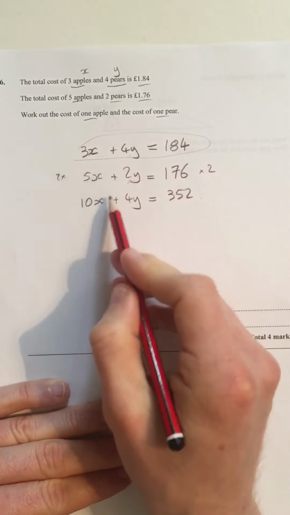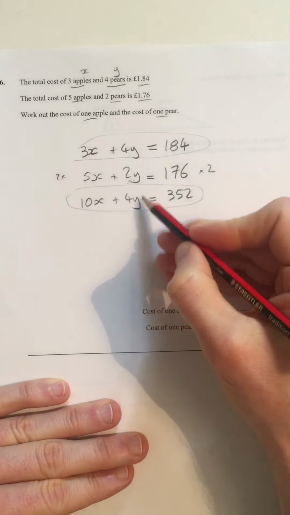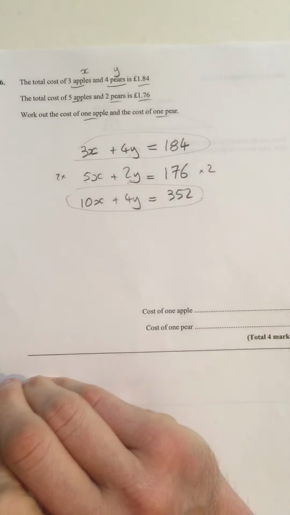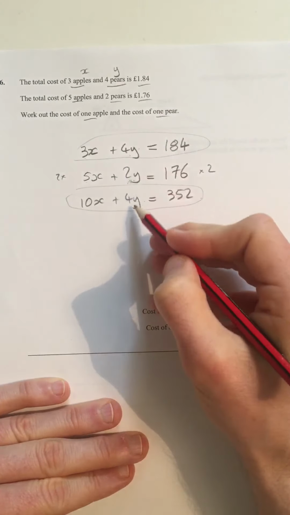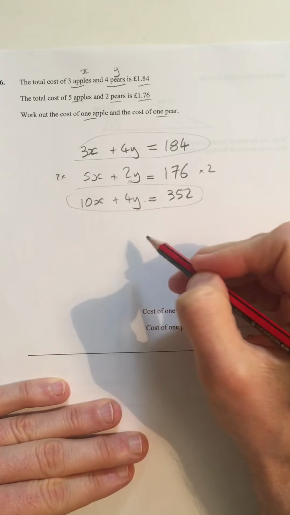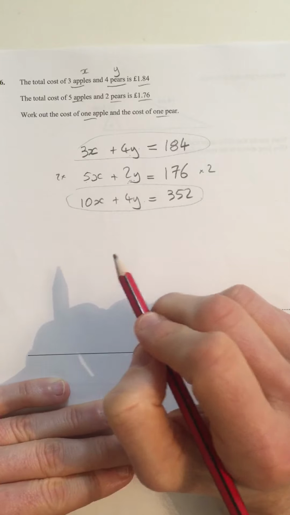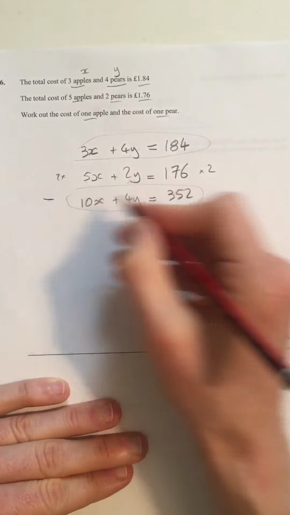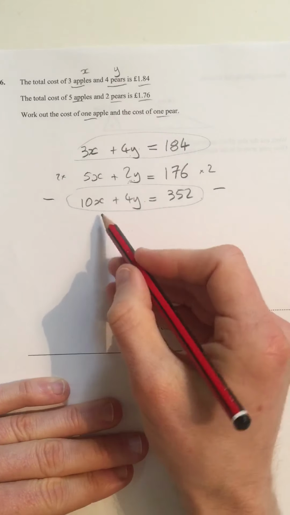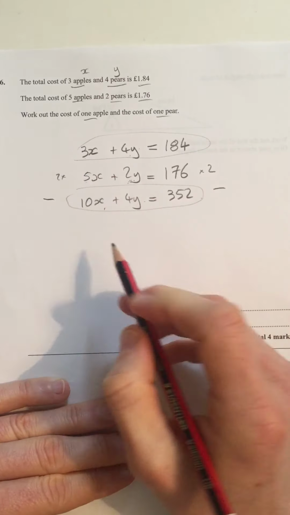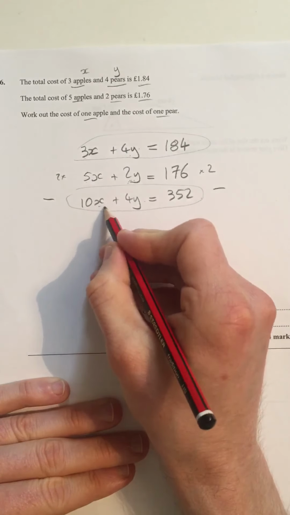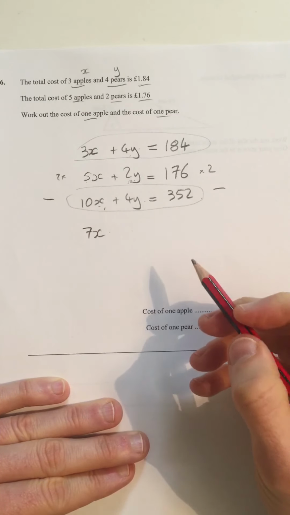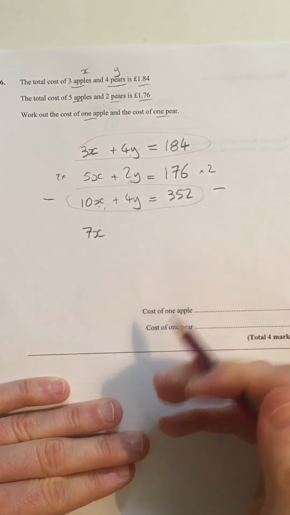Okay, so we've got these two equations now. I've got 4y in both of them. Now, if I take these equations away from each other, then that's going to eliminate the 4y. Because if I have a 4y, take away a 4y, there will be no y's left, and that will leave me with just x's to worry about, which is what I want. So I'm going to take these equations away. And I'm going to do the bottom equation, take away the top equation. That way I'll get 10x minus 3x, which is 7x, rather than if I did it the other way around, when I'd have 3 take away 10, which would be a negative number.